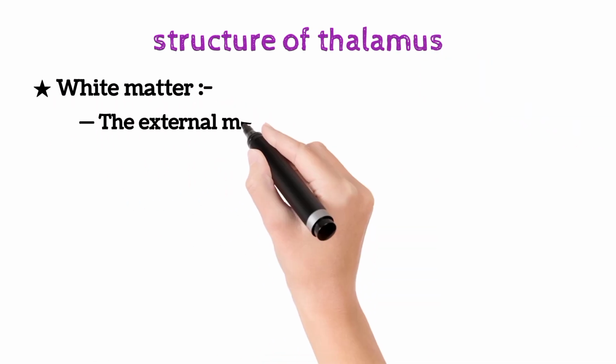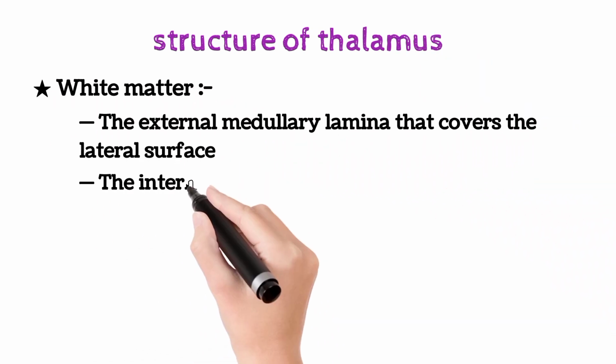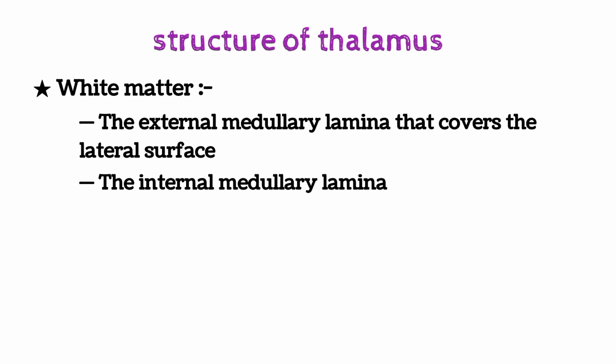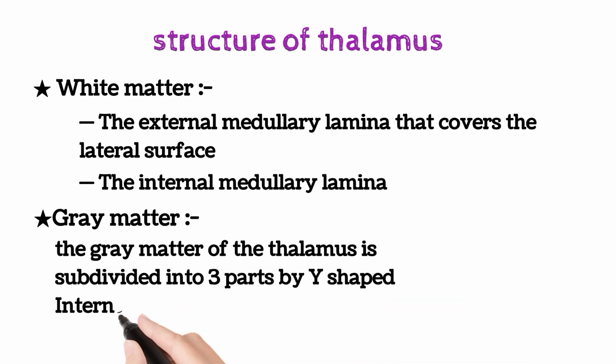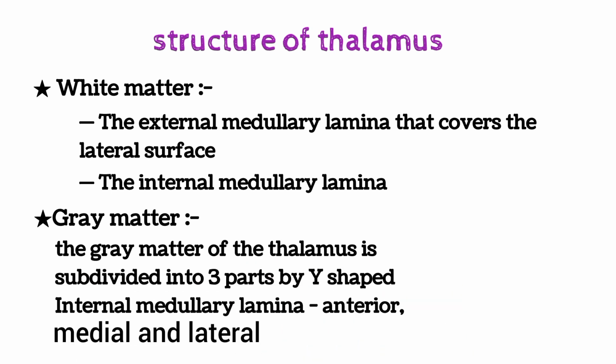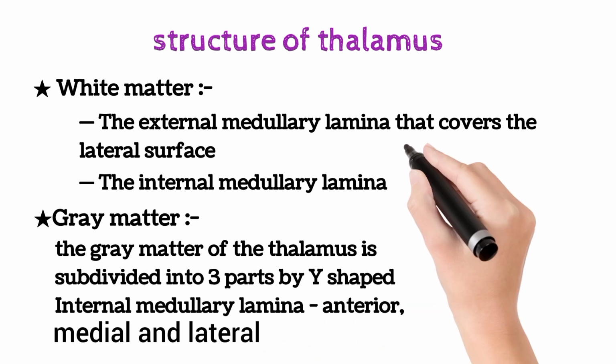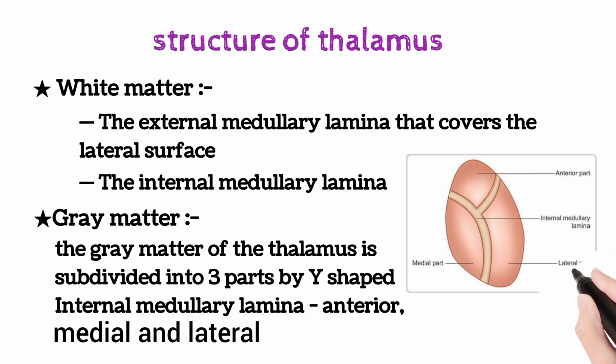Now the structure of thalamus. White matter of thalamus include the external medullary lamina and the internal medullary lamina. And the grey matter of the thalamus is subdivided into three parts by Y-shaped internal medullary lamina. Here we can see in the figure.